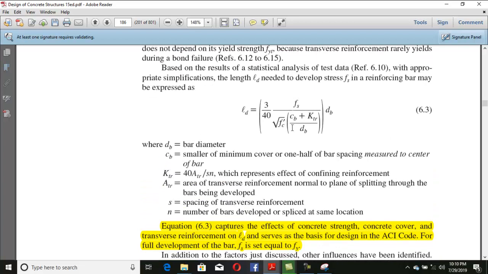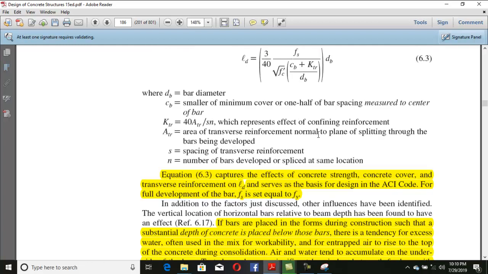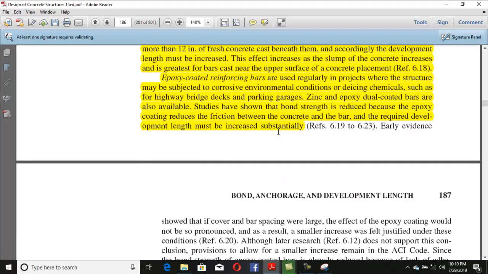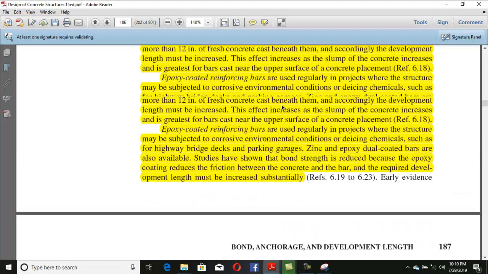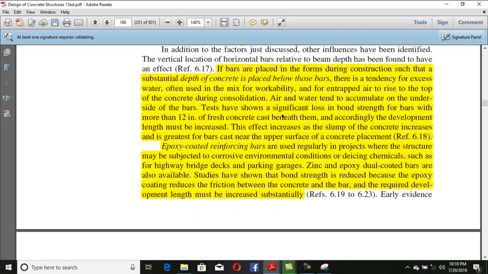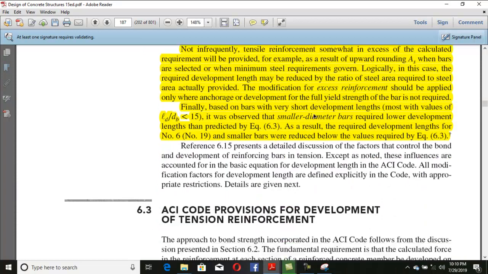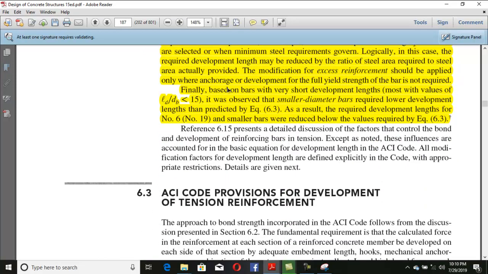But most of the time we will see that many factors in tension and compression affect this development length. So basically in this selected paragraph, we deal with those factors: what is the effect of coating, what is the effect of excess reinforcement, what is the effect of the depth of concrete placed below those bars. There is a very important term, based on bars with very short development lengths, with values of LD divided by DB.